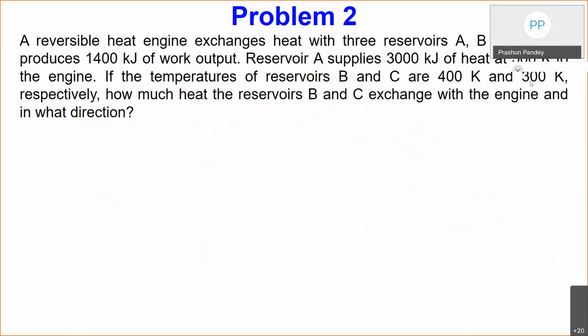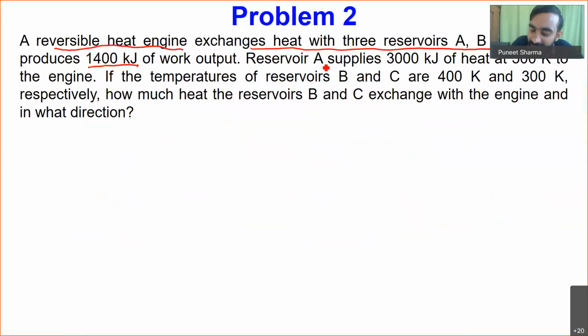Now let me take problem number 2. In problem 2, we have a reversible heat engine that is exchanging heat with 3 reservoirs A, B and C, and it is producing 1400 kilojoule of work output. Reservoir A supplies 3000 kilojoule of heat at 500 Kelvin to the engine. If the temperatures of reservoirs B and C are 400 and 300 Kelvin respectively, we have to determine how much heat reservoirs B and C exchange with the engine and in what direction.